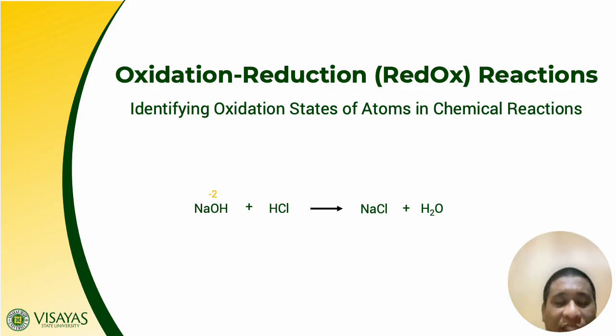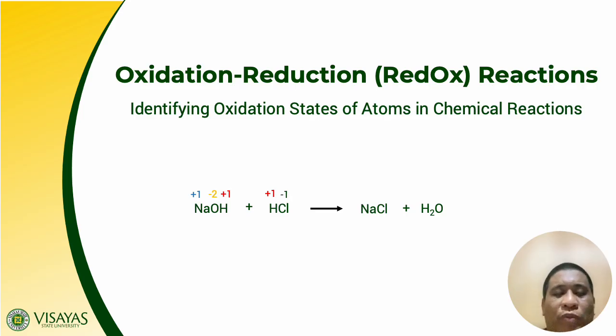So we know that oxygen is always negative 2 from the rules, and hydrogen is plus 1. Since sodium hydroxide is a neutral compound, we can say that sodium here is positive 1, which you can also remember in terms of what group sodium is. So that's group 1A. So all group 1A, when they become ions, tend to be positive 1. Then for hydrochloric acid, we know that hydrogen is plus 1. So this is neutral, therefore chlorine or the chloride ion should be negative 1.